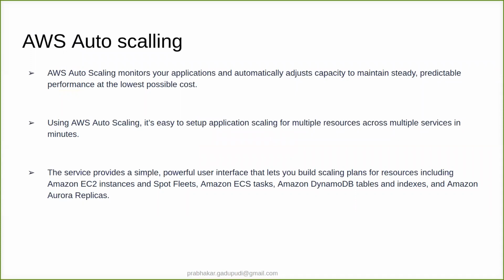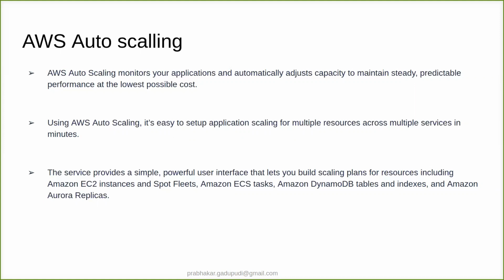Auto scaling continuously monitors your application and automatically adjusts the capacity to maintain steady and predictable performance at the lowest possible cost. Whenever your instance is down or whenever your instance gets more load, then AWS Auto Scaling will automatically launch additional EC2 instances in order to share the load between different instances.